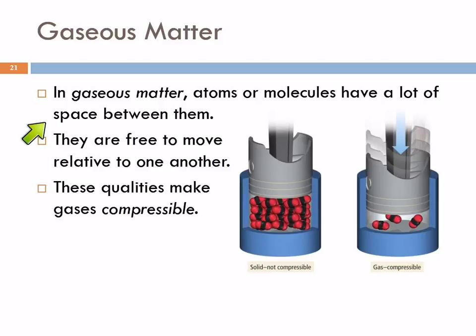Because of that space, gases are compressible. So here we have two pistons. This piston has a liquid in it, and this piston has a gas. If we push down on this piston, this liquid, those particles are already touchingly close. They can't get any closer together. Nothing's going to happen.